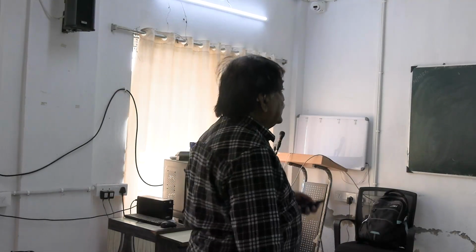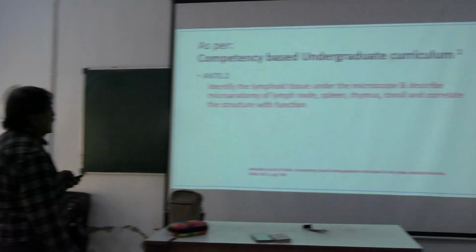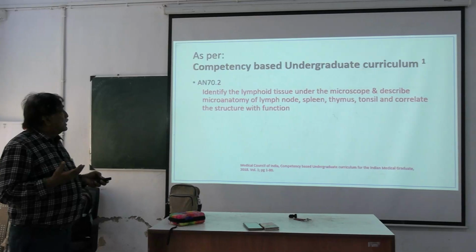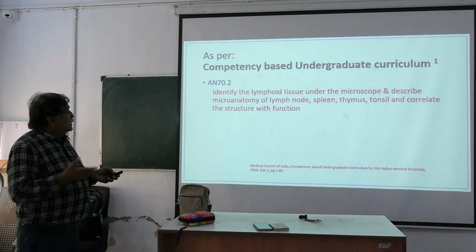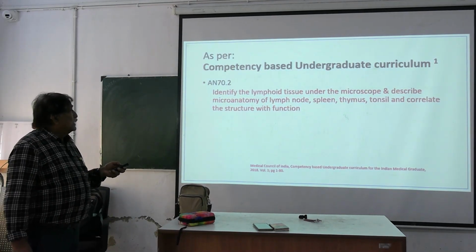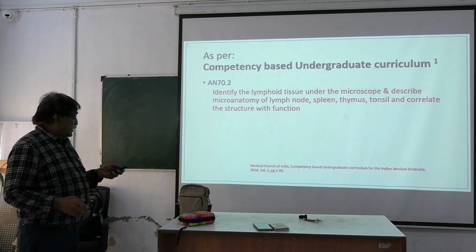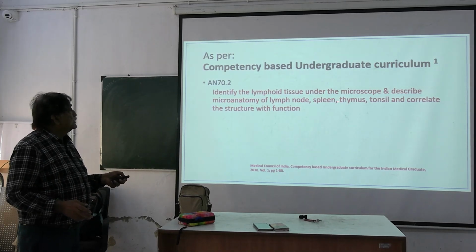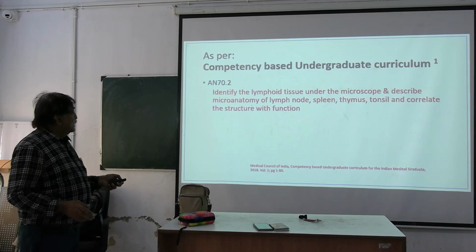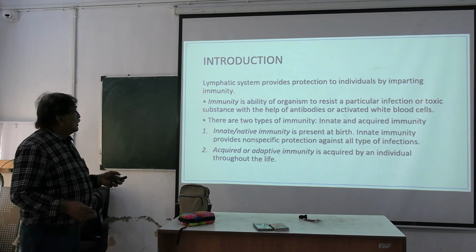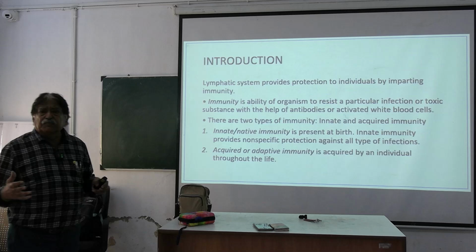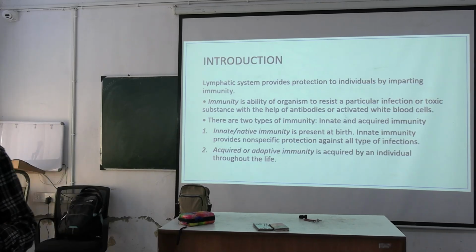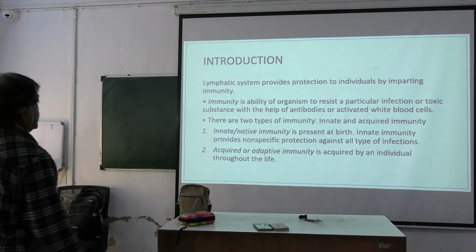Now next, what we'll see today is the structure of your lymph node and whatever they are giving. Let's see. Now these are the pictures: lymph node, spleen, thymus, tonsil, and correlate its function. Now what is the function of the lymphoid system? The immunity part you have to read yourself. I'll show you the thing.